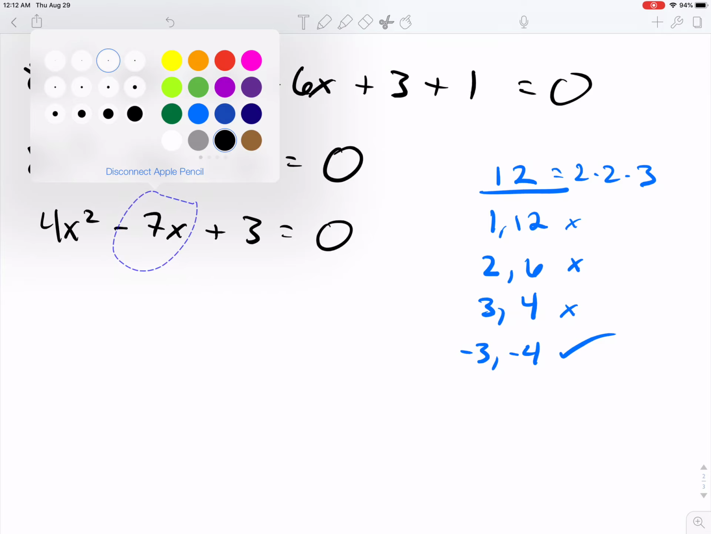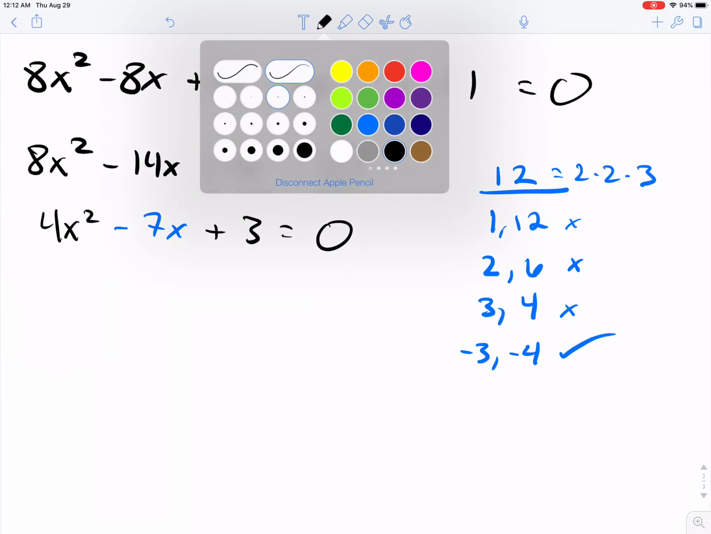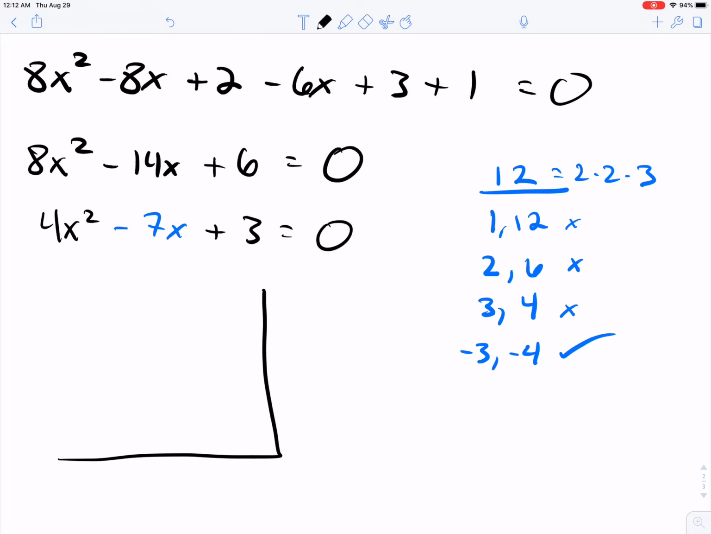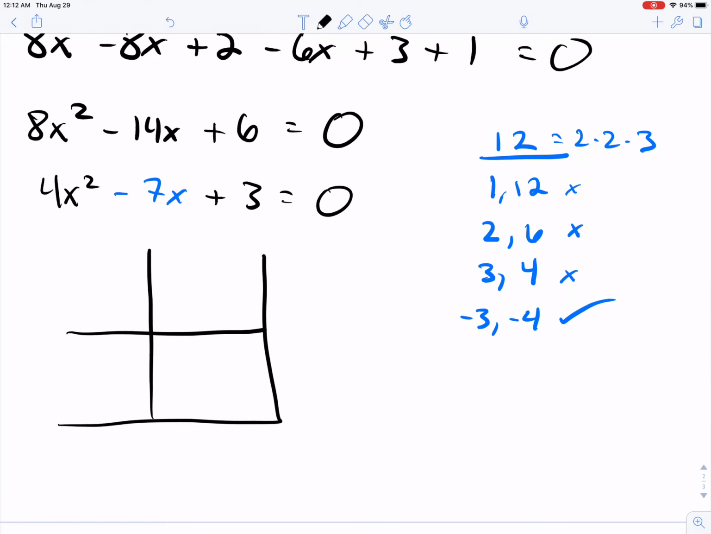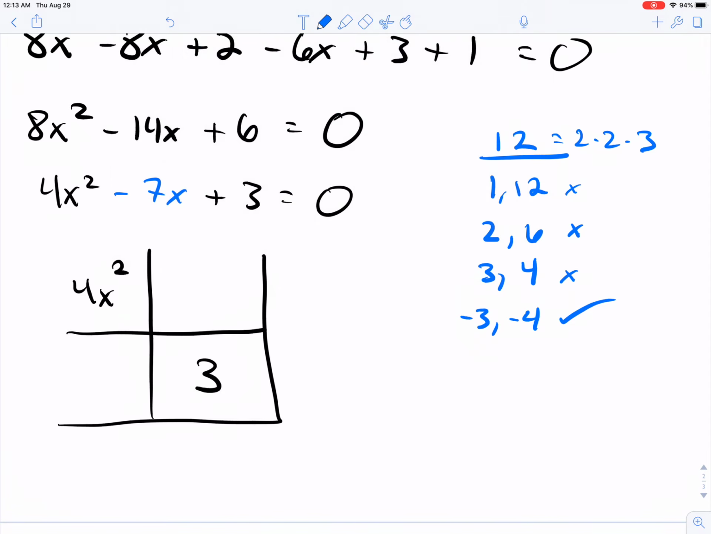I'm actually going to use this box technique to finish factoring this out. I'm going to go something like this. All right. So in the upper left-hand corner goes the 4x squared, and the bottom right is the constant, which is the 3. Along the other diagonal, we take that middle term and break it up into the two numbers we just found. So we have the minus 3x and the minus 4x, right?